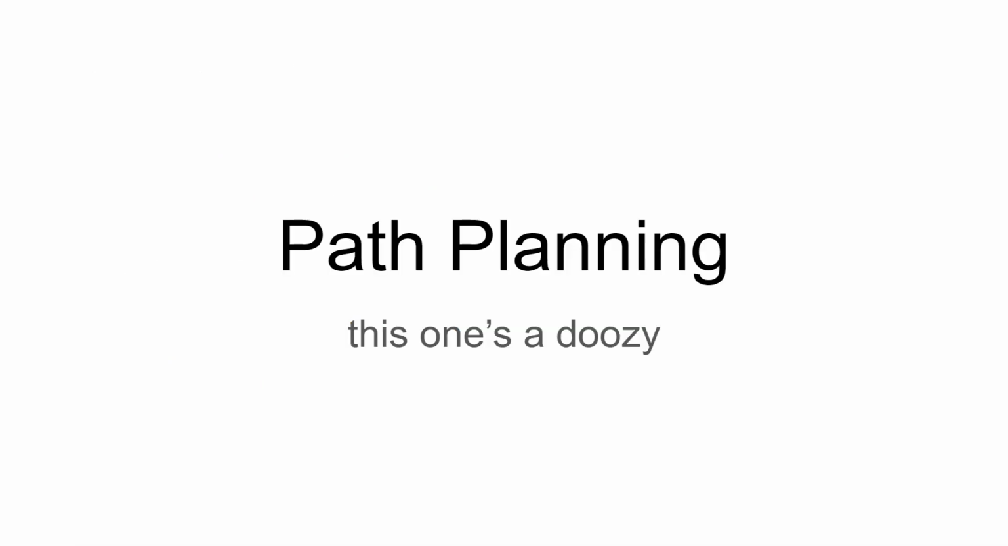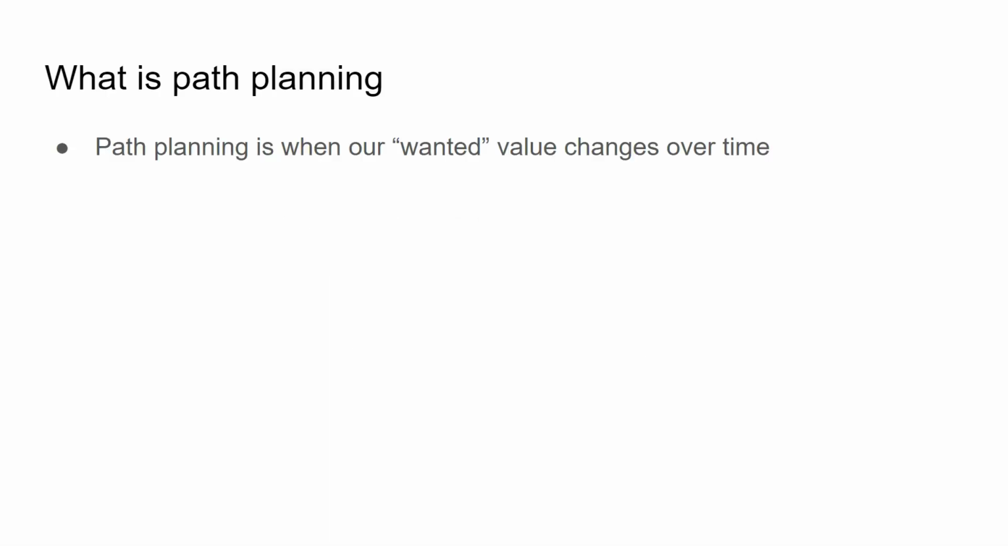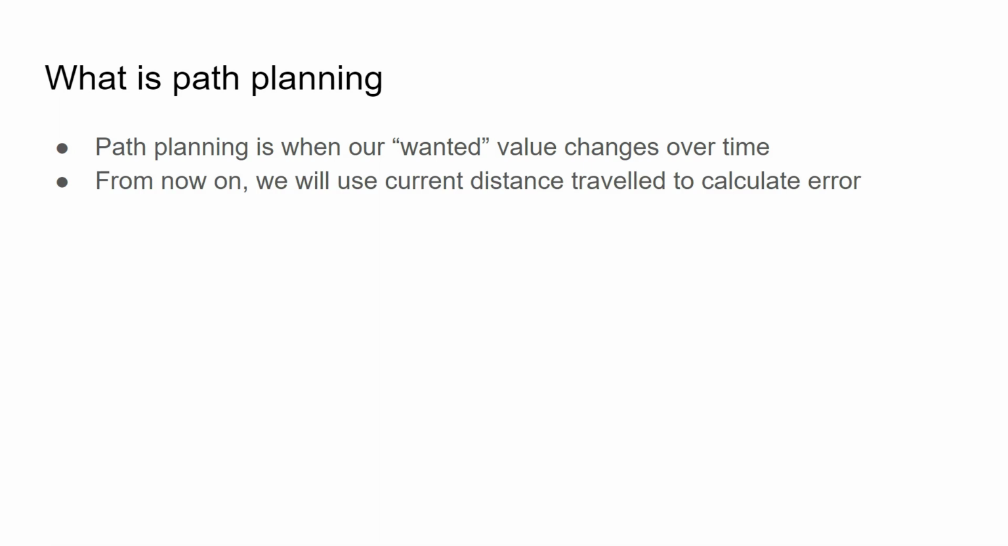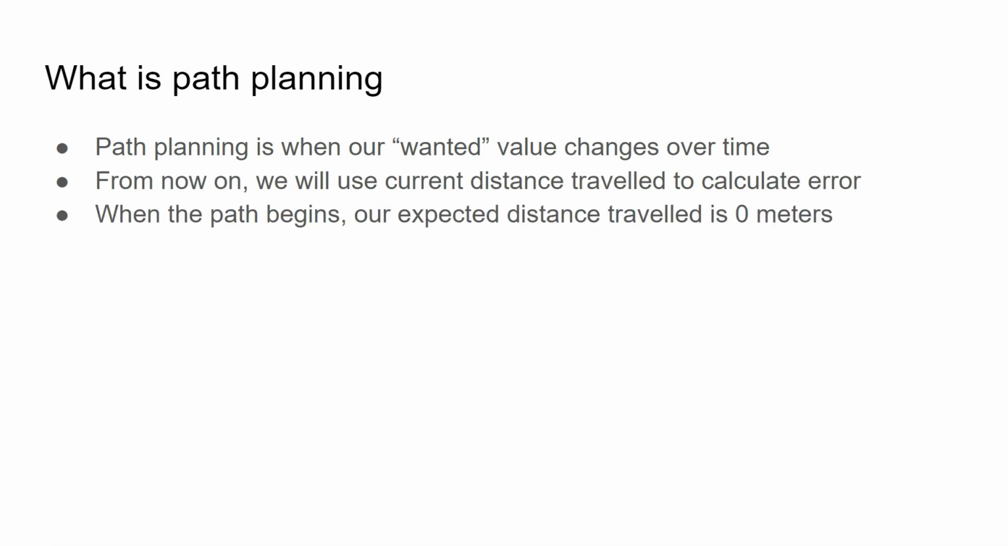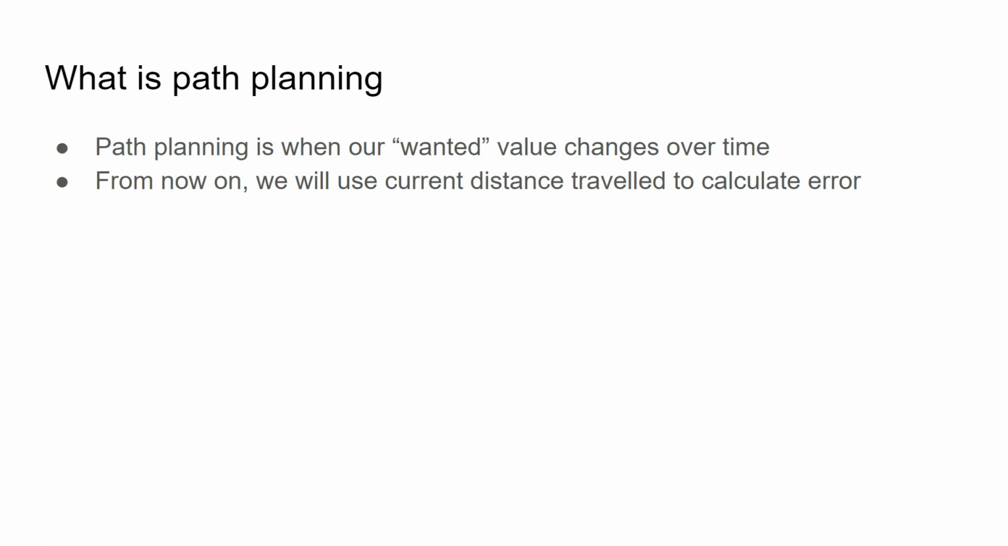Well, path planning. This is definitely going to be the most difficult topic of this video. So strap in. This is when our wanted value, right? Before, our wanted value was our expected speed, but now it's going to be our expected position or distance. This is when our wanted value is going to change over time. So from now on, we will be using current distance traveled to calculate error instead of speed. You should easily be able to get this from an encoder.